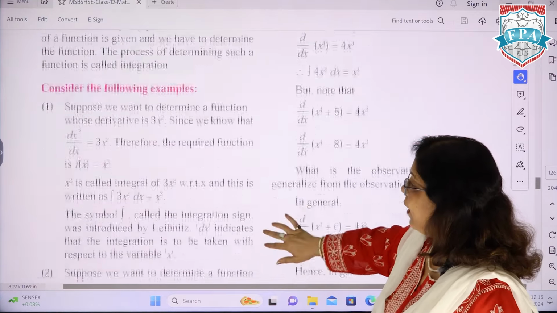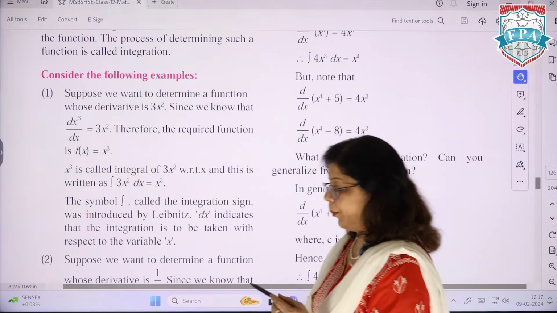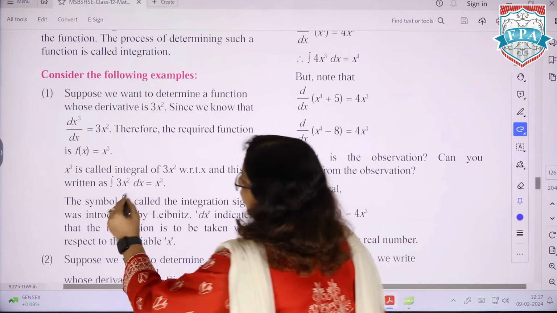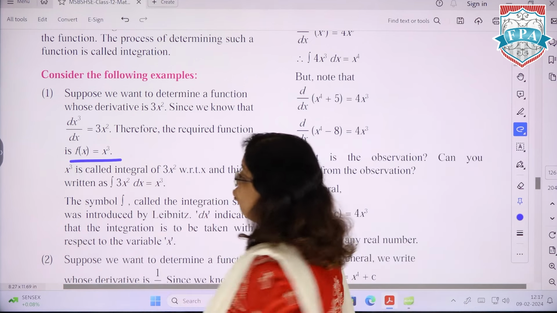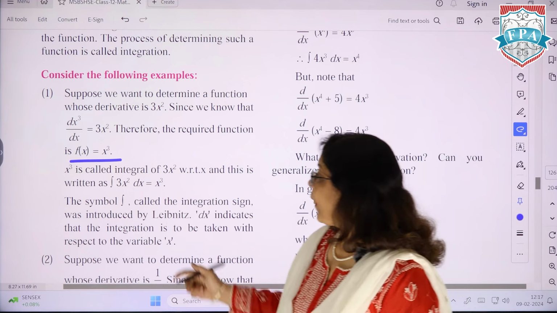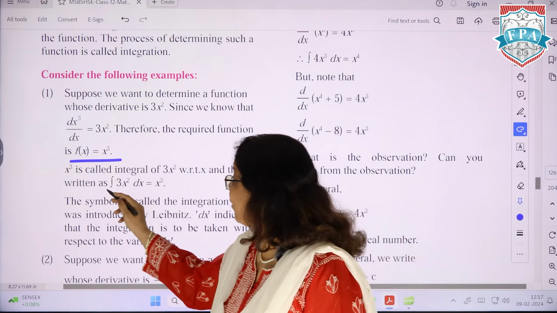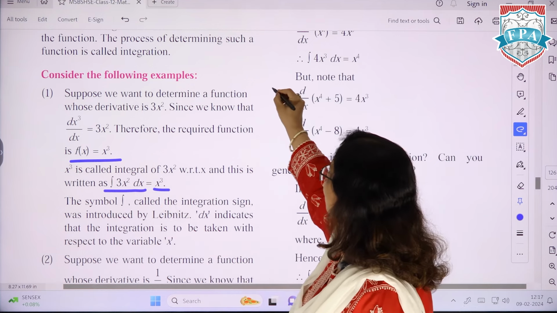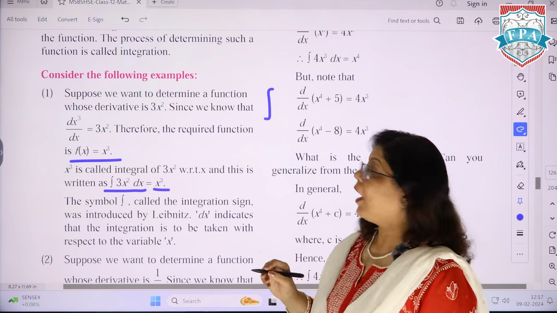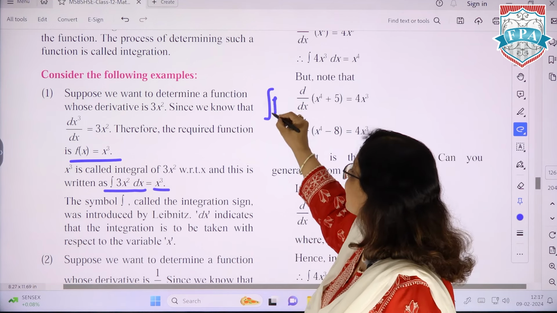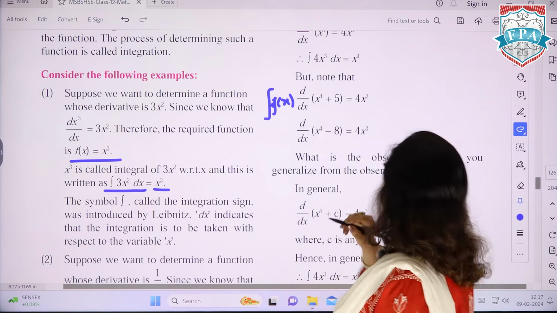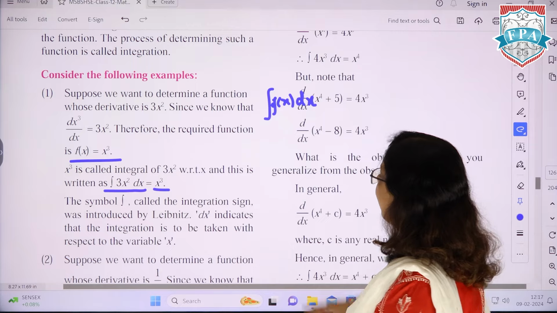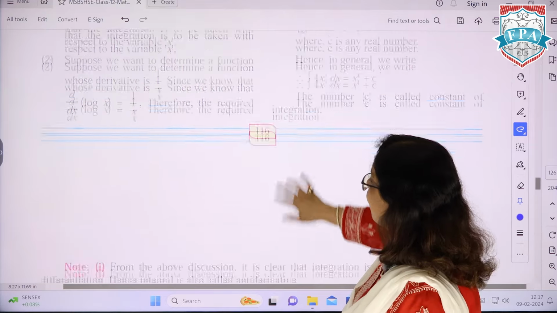So if we write one particular function f(x) as x cube, then the integration of 3x square dx becomes x cube. The symbol used is the integral sign. Along with that, f(x) becomes your integrand, and then we write dx next to it, which is basically the variable of integration.